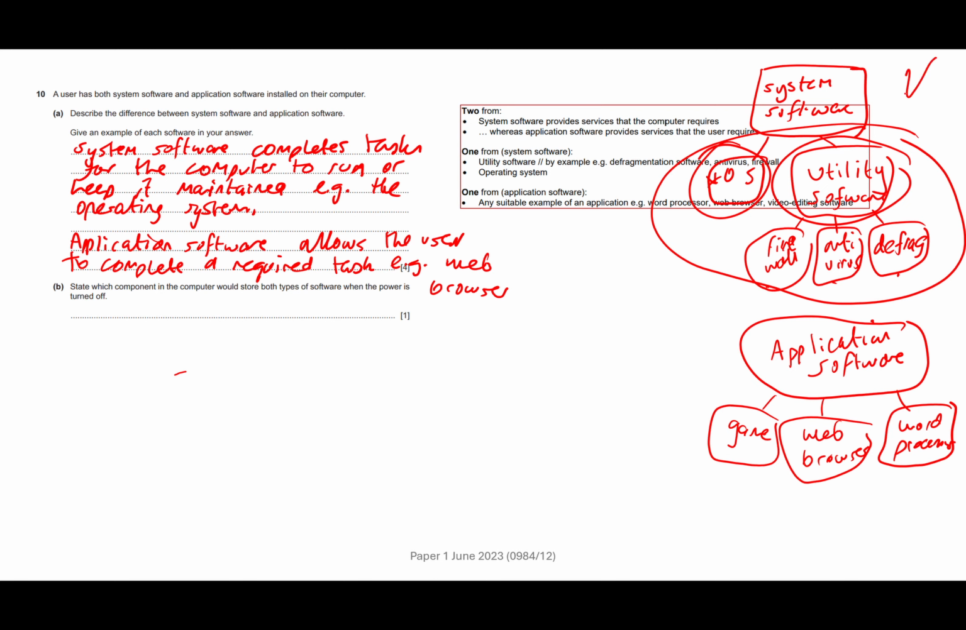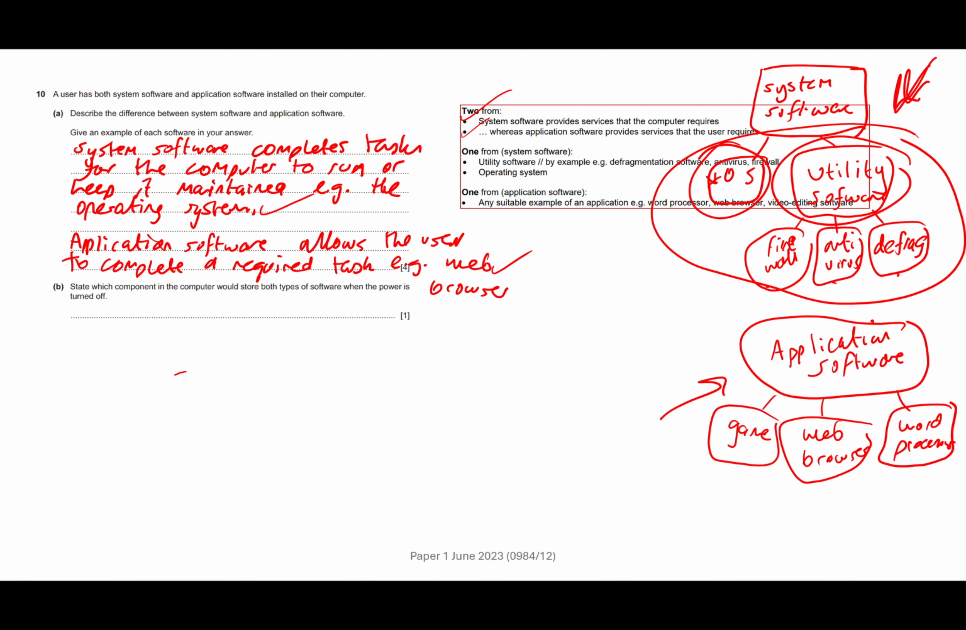And don't be afraid to draw these block diagrams to help you explain your answer. If this is how you've learnt it, write that out on your paper and then explain it. And you just put it in the corner if you don't want it to be part of your answer. So system software provides services the computer requires, so system software completes tasks for the computer to run and keep it maintained. So we've said that definitely. So we're going to get that mark. Application software provides services that the user requires. Application software allows the user to complete the required task. So we've said that again. We just said it in a different way. And then we've named the operating system and we've named a web browser for application software.